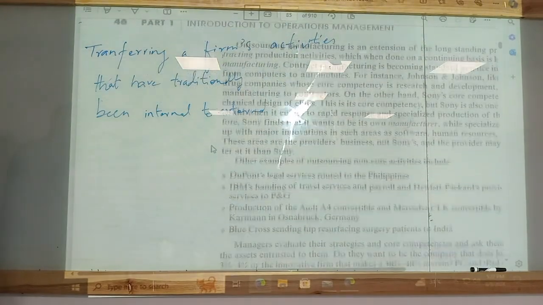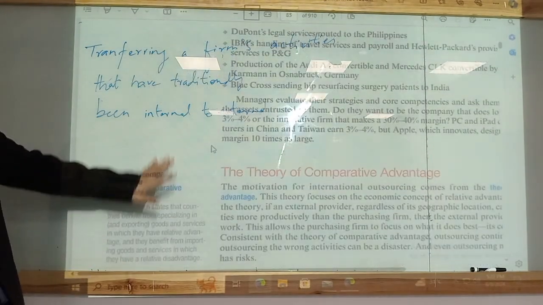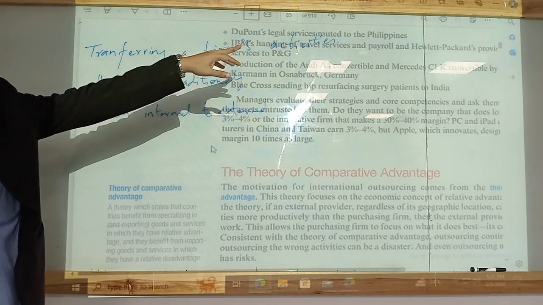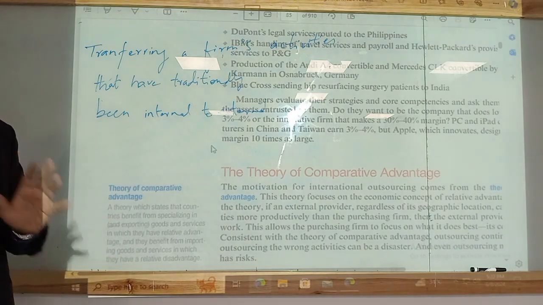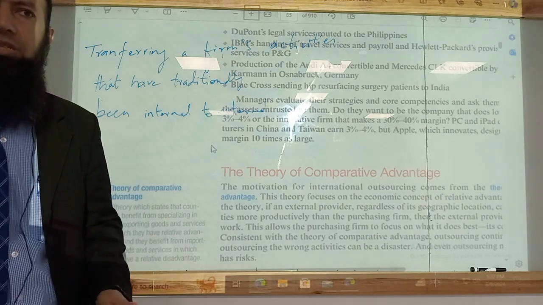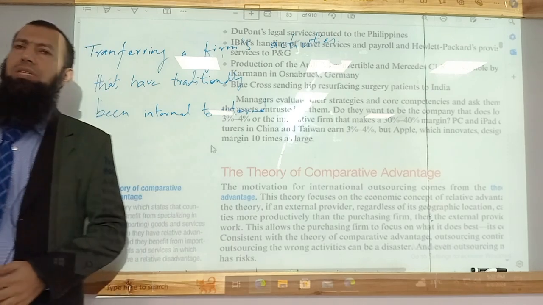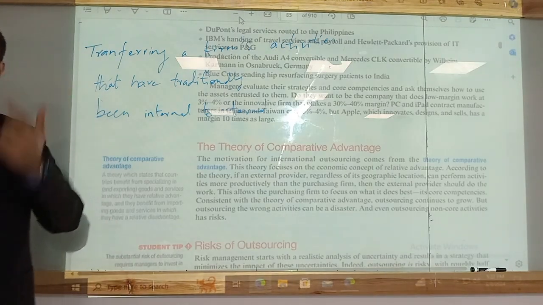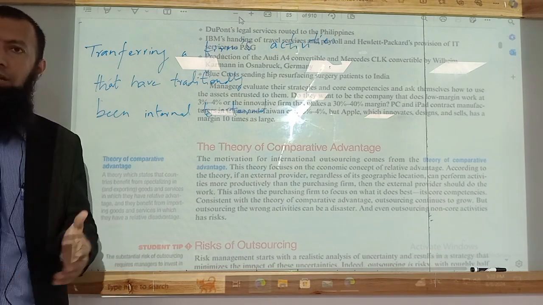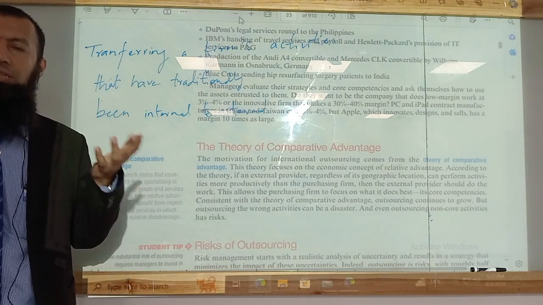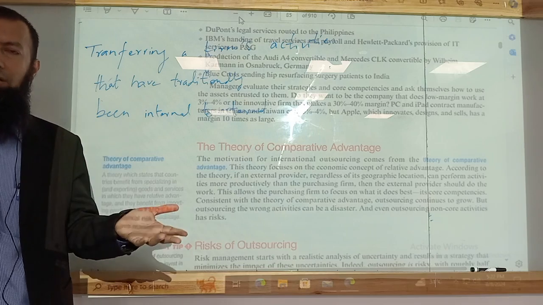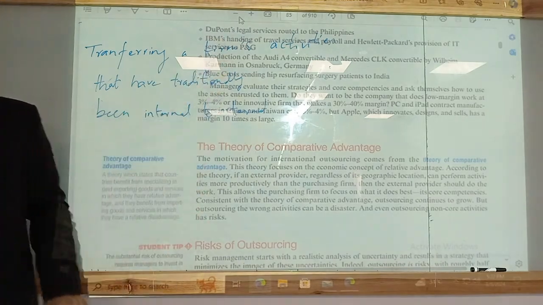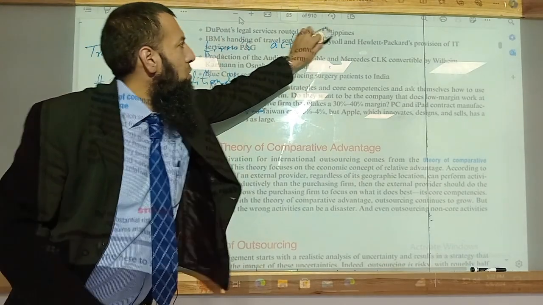Yes. Okay, these are the examples: DuPont's legal services routed to the Philippines. You see that most of the call center services are given to Southeast Asian countries, especially the Far East countries, the Philippines, India, Bangladesh, Pakistan and other countries. So basically, likewise, DuPont's legal services are routed to the Philippines.